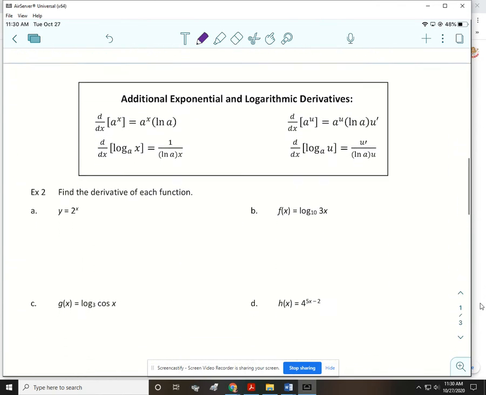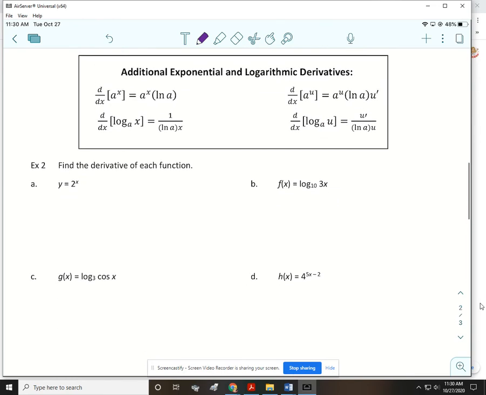Okay, so the additional derivatives are exponential and logarithmic derivatives. Now we've already found the derivative of e to the x, that's just e to the x. And we've found the derivative of the natural log of x, that's just 1 over x. But these are going to be when the base is something other than e. So we can still find the derivatives when the base is something other than e, like 2 to the x or 3 to the x, or if it's a logarithm, the base isn't e, it's log base 2 or log base 3. We can use these rules.